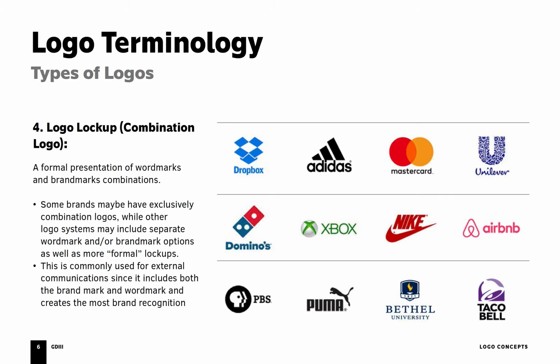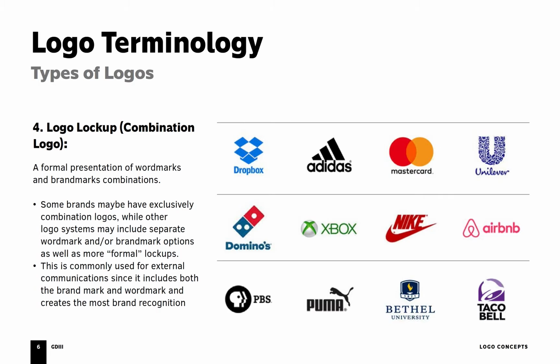The fourth category, which is kind of a catch-all and is a little bit complicated in some ways, we would call a logo lockup or a combination logo. And a combination logo is a formal presentation of word marks and brand marks combined. Most companies have this. I would say this is probably the most common version, and then they may have options within their branding to separate the two, so separate the word mark from the brand mark and use them independently in certain situations.